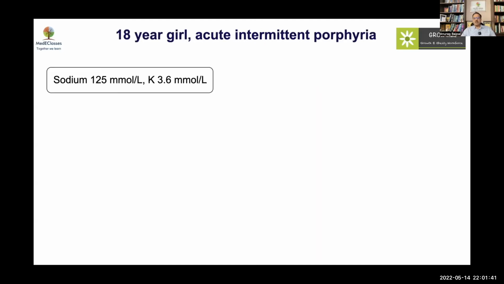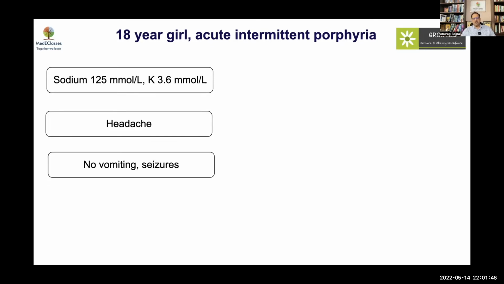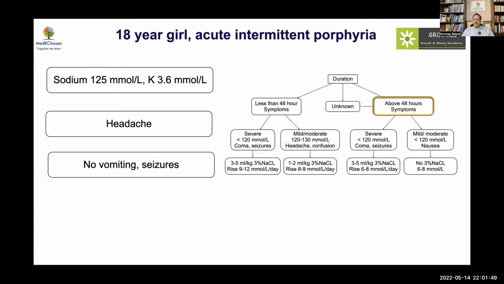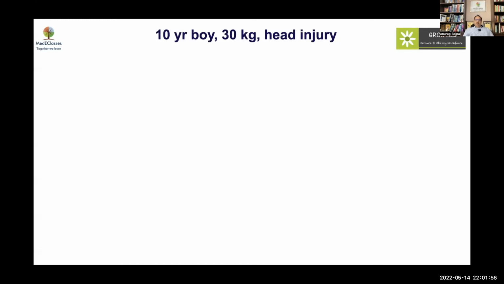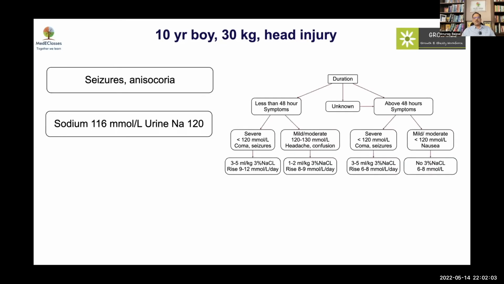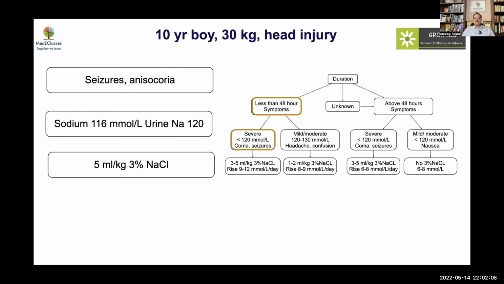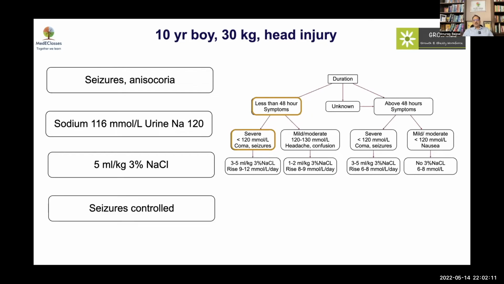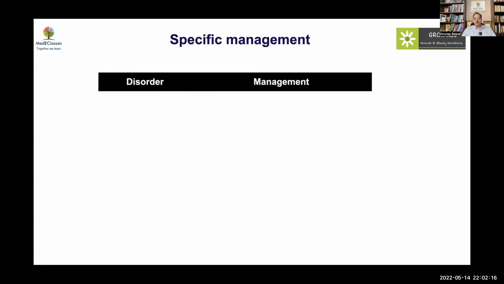What about this girl? An 18-year-old girl diagnosed with AIP, has headache. This is acute hyponatremia. There is headache. So in this scenario, we don't need to give 3% saline, but we can give correction and fluid restriction. But if you have severe abnormalities, seizures, and anisocoria, like this person with head injury, you have severe hyponatremia, high urinary sodium. So this is more like cerebral salt wasting. Here, there is severe symptom. You give 3% saline and seizures will be controlled. So give 3% saline if you have an acute severe or an acute moderate effect.